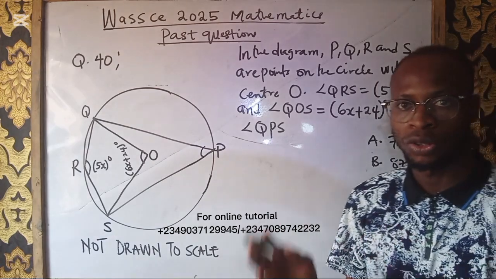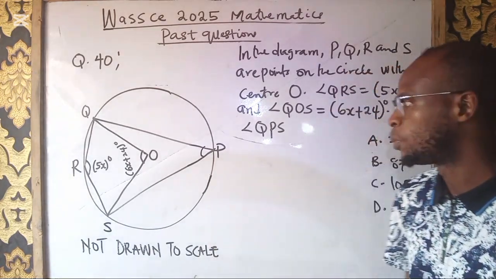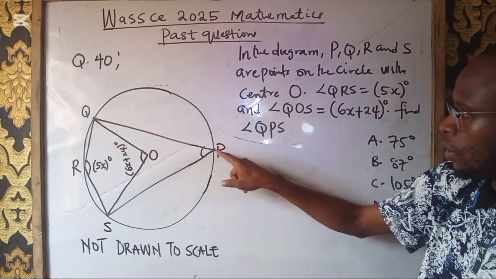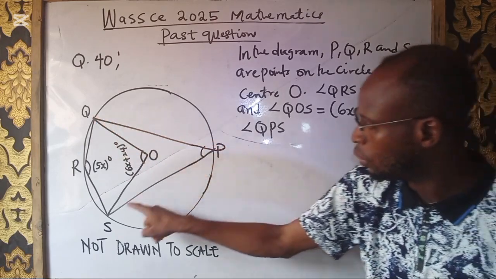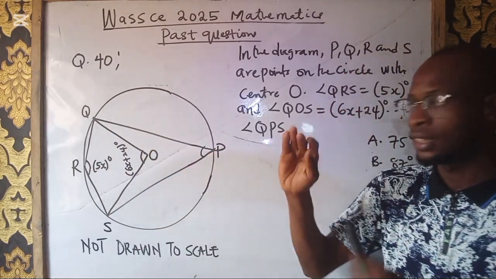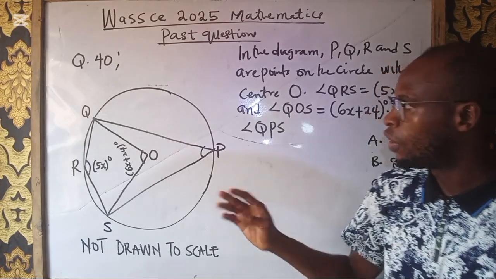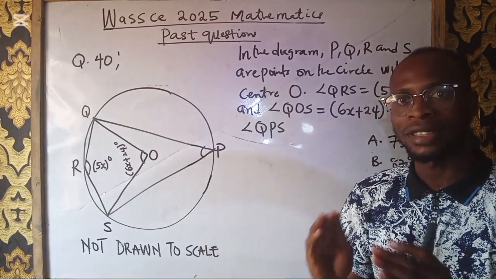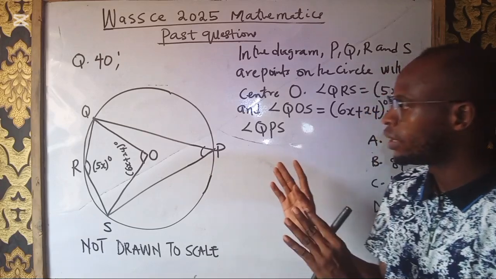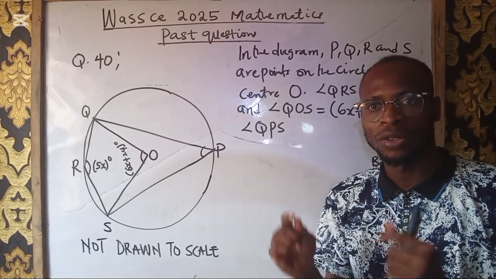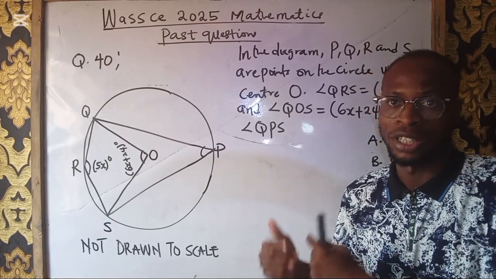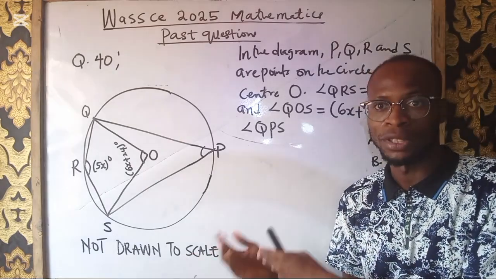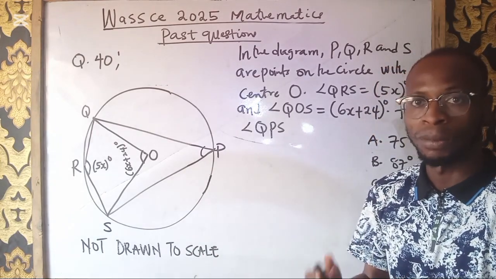Like I told you, this is based on circle theorem. There are theorems you need to apply to solve this problem. If you look at this shape here, these four lines form a four-sided shape, which is called a quadrilateral. But since it is inside the circle, we call it a cyclic quadrilateral. The theorem is that opposite angles of a cyclic quadrilateral add up to 180 degrees. They are supplementary, and supplementary simply means 180.